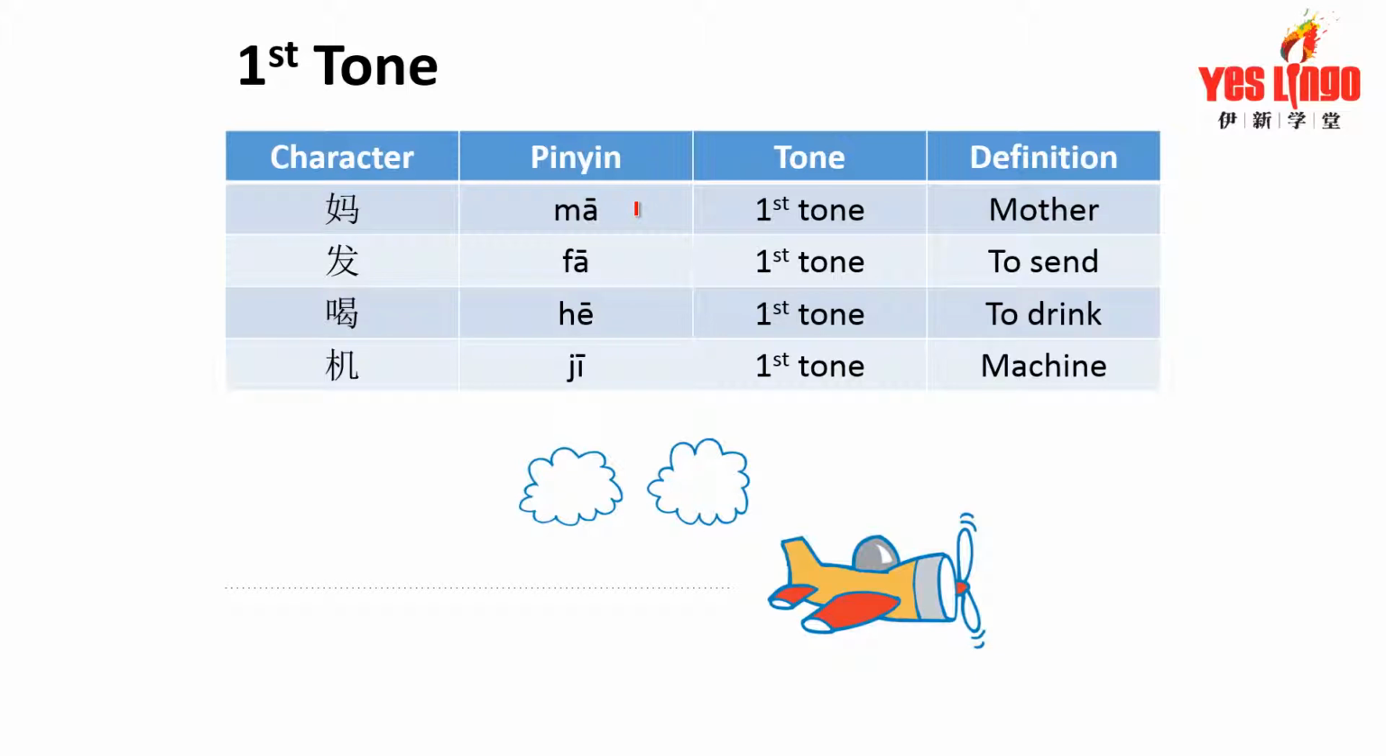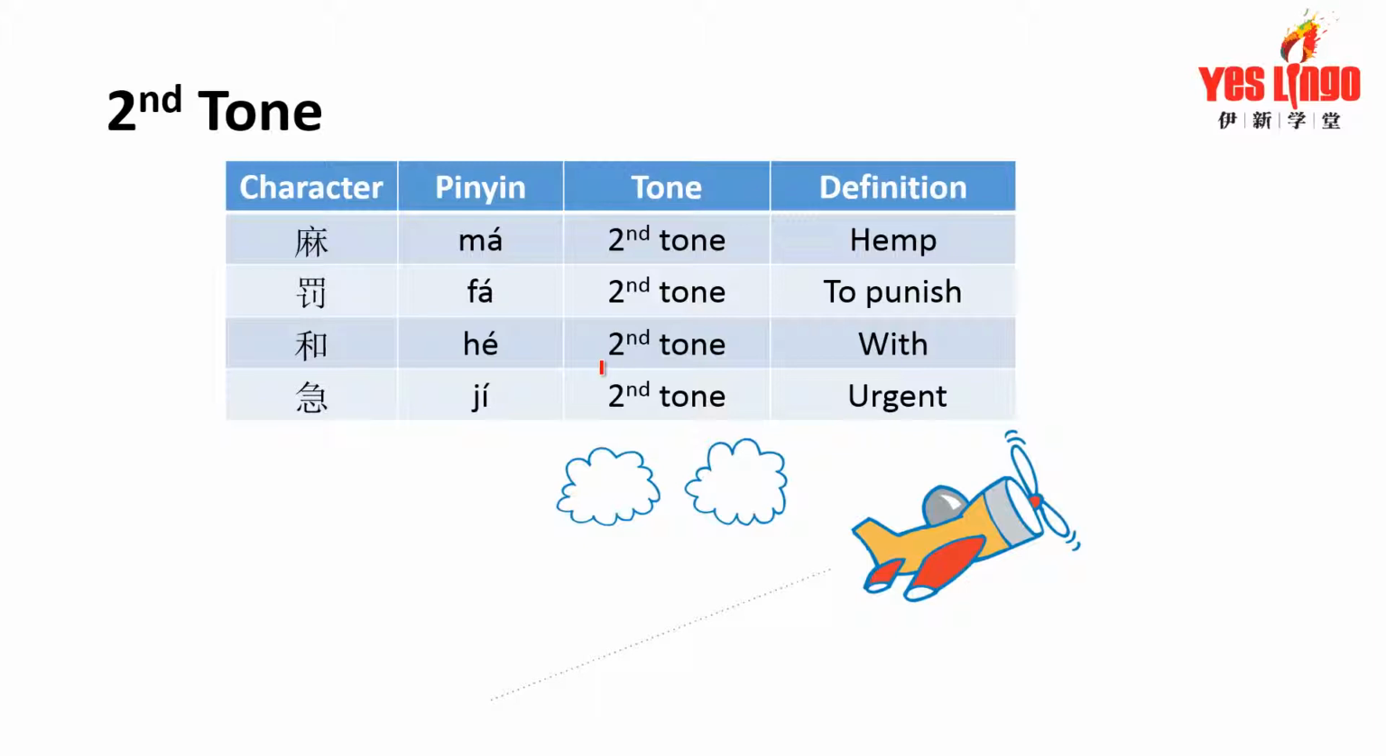Ma. Let's try reading all of these together, starting with ma. Ma, fa, he, ji. So this should all sound really familiar to you because when we were learning all of the vowels, everything we said was in the first tone. It's going to change a little when we get to the second tone.